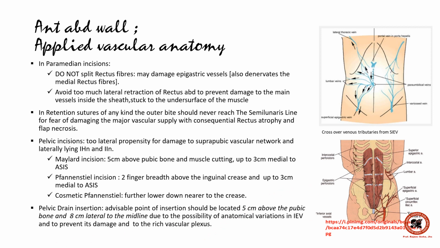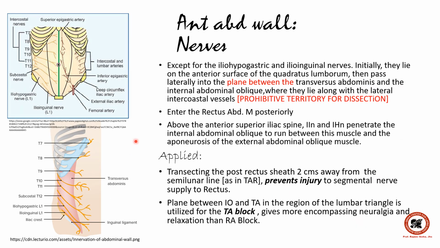Now, the nerves. What about the nerves of the anterior wall? Except for the iliohypogastric and ilioinguinal nerves, all the nerves, as soon as they leave the quadratus lumborum, come to lie in between the transversus abdominis and the internal oblique. So you can see the nerve lying over the underlying transversus abdominis muscle.